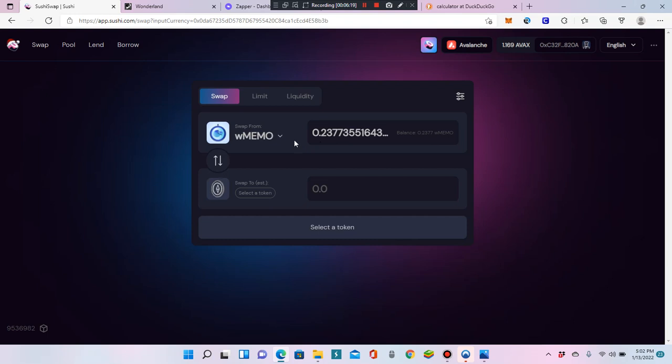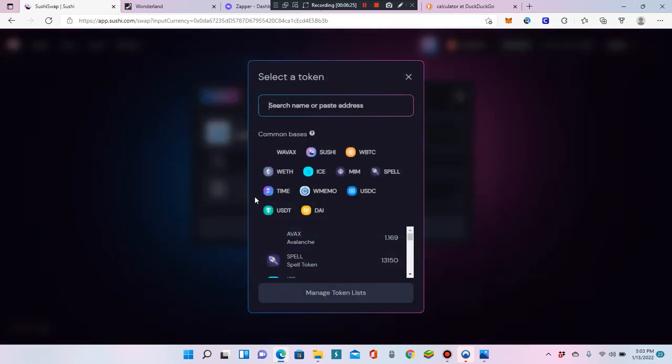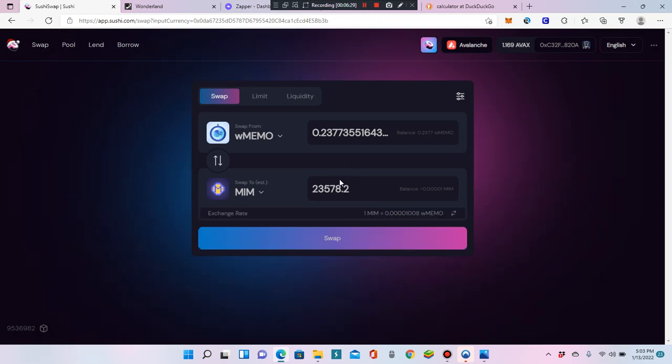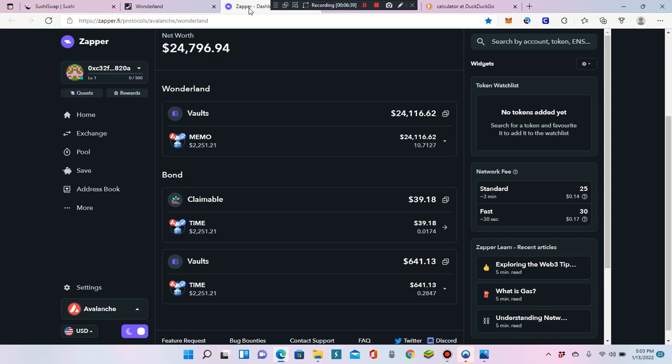All right, I guess it's there because I've never had any before. So I want to do half of it to MIM. Okay, so what's half of 0.23, wait, 23,000. Okay, just for fun, I'm just curious. Wow, is it really that low?